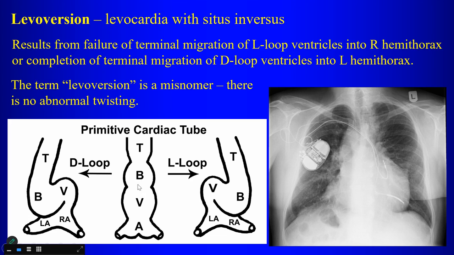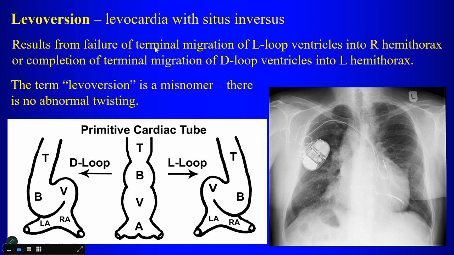Now, the other possibility is if we have situs inversus, but instead of an L-loop, the patient forms a D-loop, right? So D-loop with situs inversus is what kind of cardiac loop?